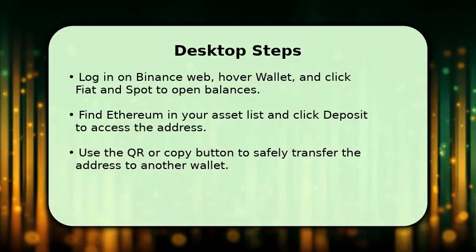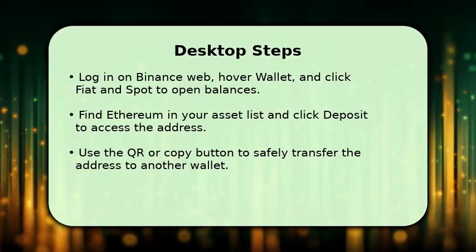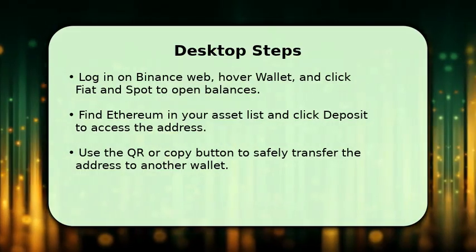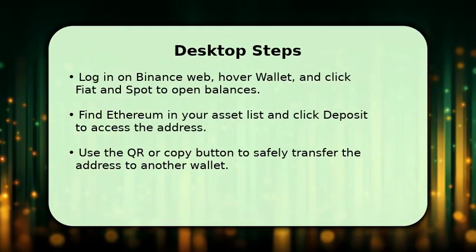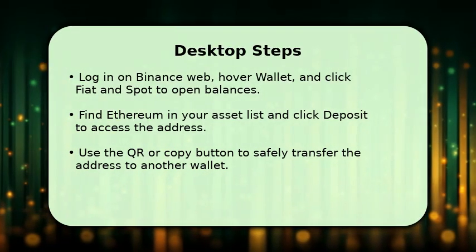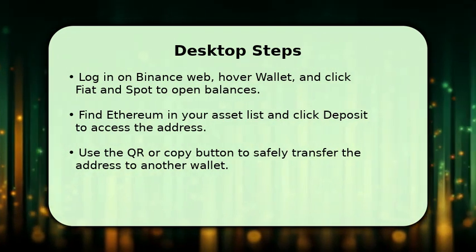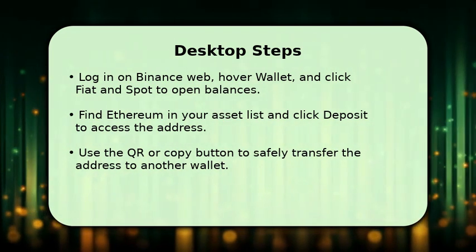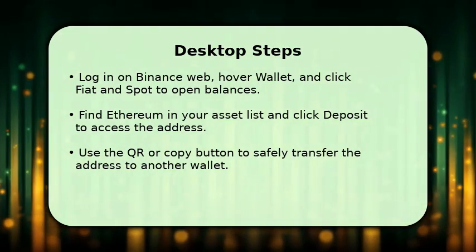In this video, I will show how to get ETH address in Binance. On desktop, log in, hover Wallet and open Fiat and Spot, then locate Ethereum and choose Deposit. The site will display your ETH address and a QR code you can scan, or use the copy button to transfer it. Confirm the network and check the full address characters before sending funds to avoid irreversible mistakes.